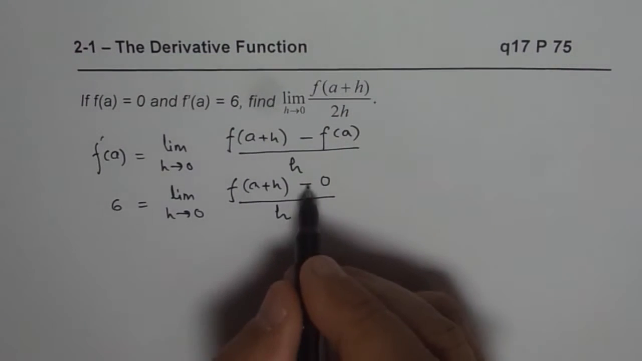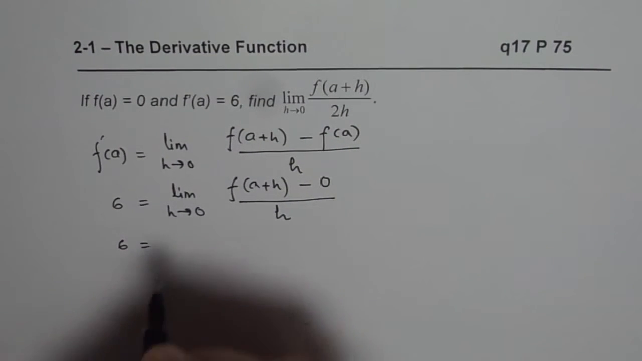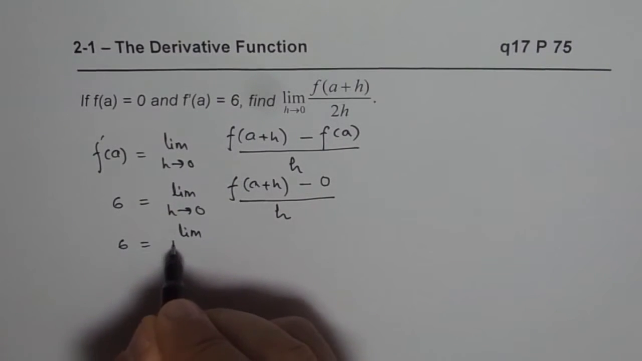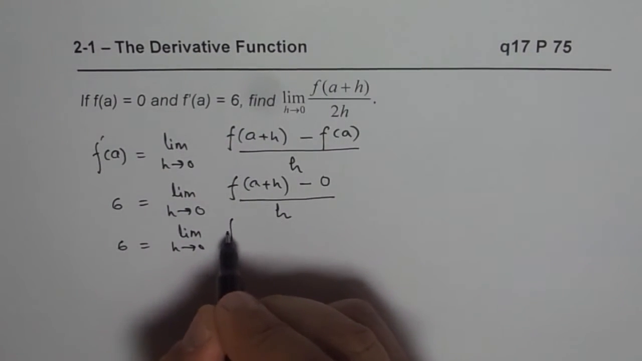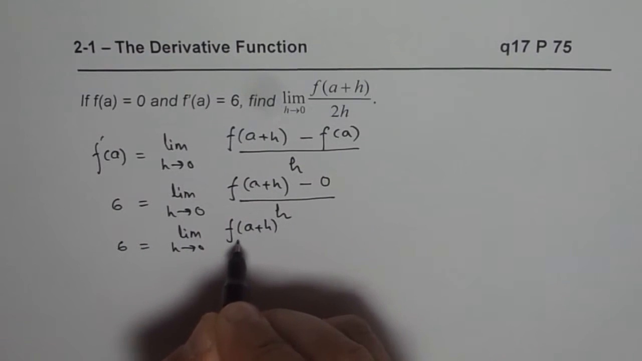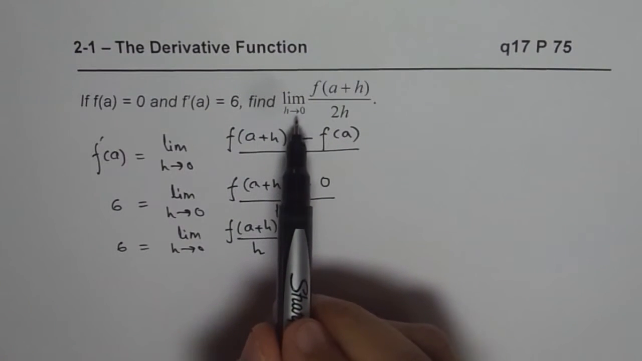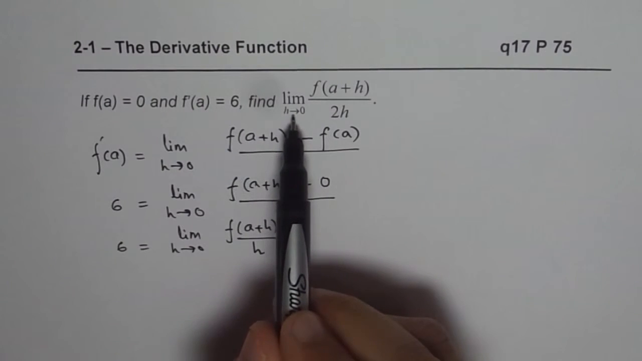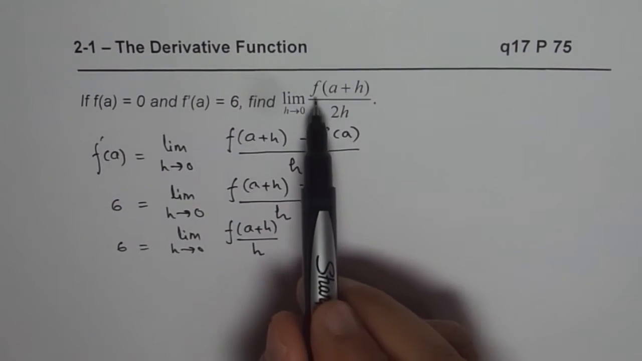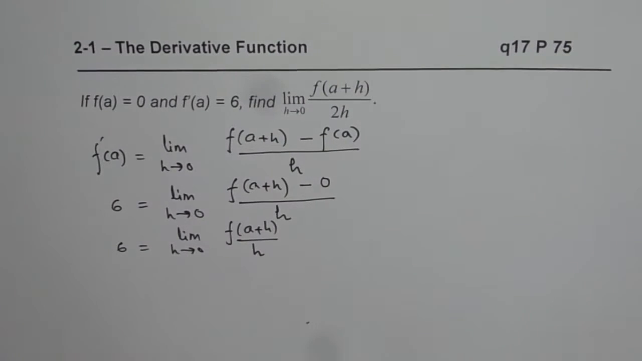Perfect. So what we get here is 6 equals the limit as h approaches 0 of f(a + h) over h. So here, what do we need to find? We need to find the limit as h approaches 0 of f(a + h) over 2h. Correct? So half of this.